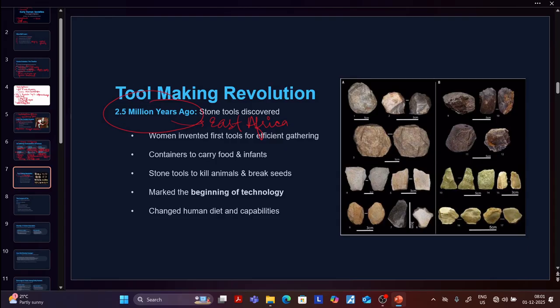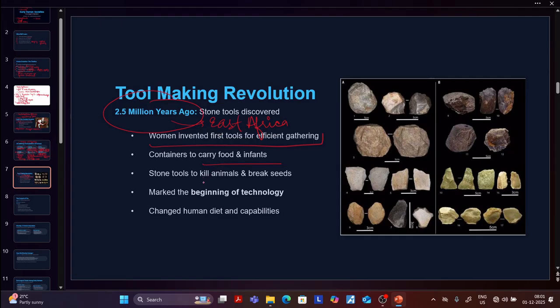Now here's something important, and I want to emphasize: women invented the first tools for efficient gathering. This is a corrective to the older narrative that portrayed tool invention as primarily a male hunting innovation. In reality, women, responsible for gathering plant foods and carrying infants, had strong incentives to develop tools and containers.